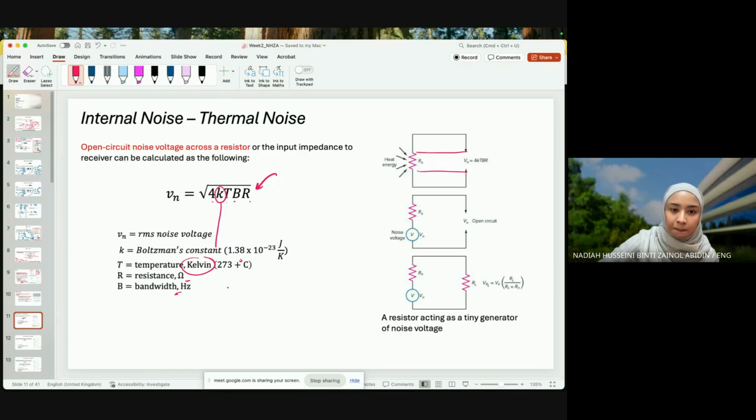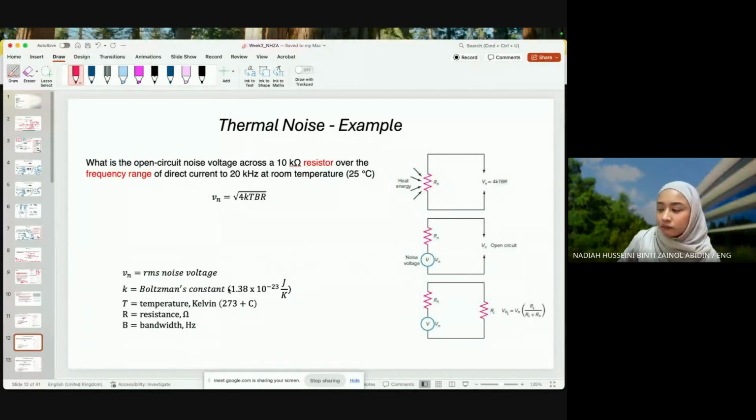Okay, let's do an example. What is the open circuit noise voltage, this is Vn, across a 10 kilo ohm resistor over the frequency range of direct current to 20 kilohertz at room temperature? So we have this equation. K, we don't have to care. We have to care about T, B, and R. So what are the values given by this question that we need to use in this equation?